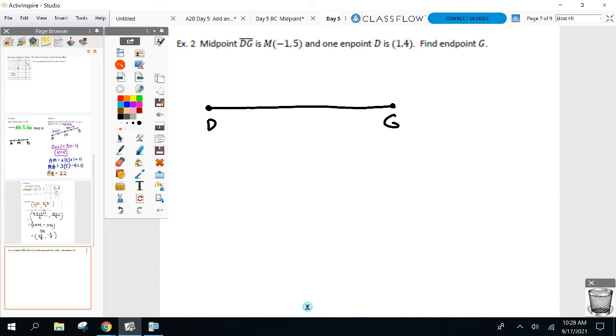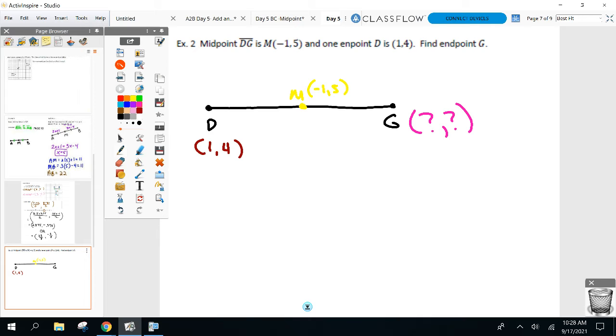D, 1,4. Midpoint in the middle. I'm sorry, that's not negative. The midpoint's -1,5. Sorry, D is 1,4 if I could read. The midpoint is -1,5. And now, do you see what it's asking? Now that you know the midpoint, what's the other endpoint?